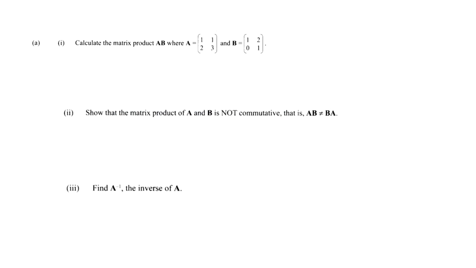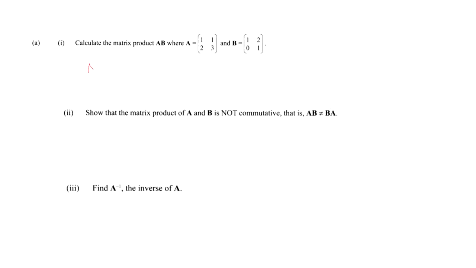Okay, so the first part of the question, where we have a matrix A, which is 1, 1, 2, 3, and matrix B is 1, 2, 0, 1. And the first part of the question asks us to work out the product AB.